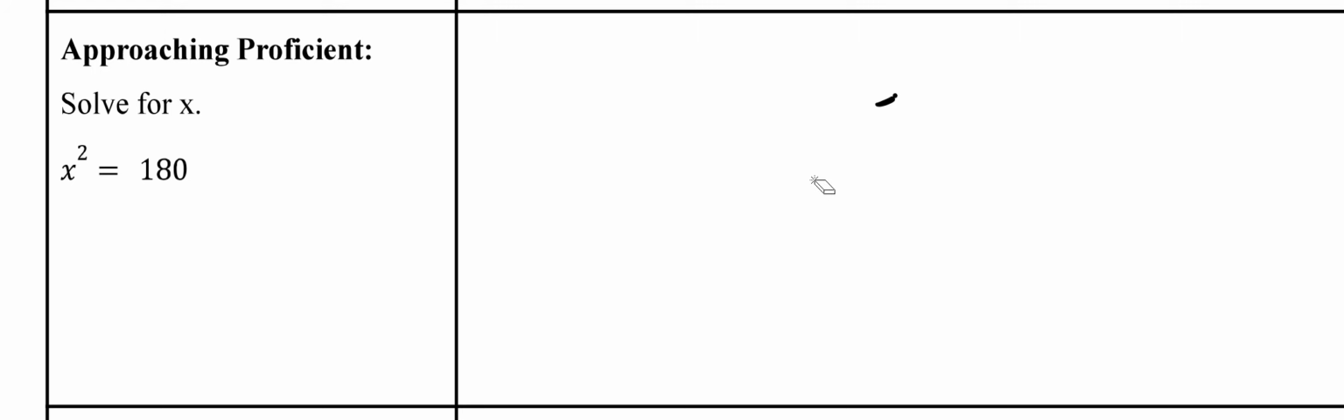And the key there is to make sure that your squared term is alone. In this example that we're given, it is. We've got x squared alone, and so we're ready for the next step.